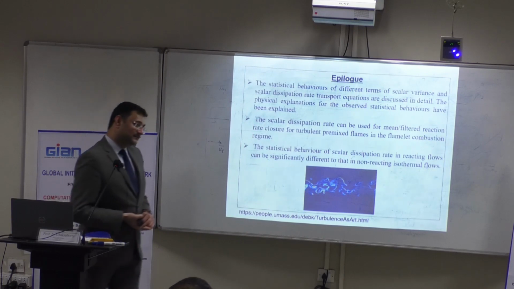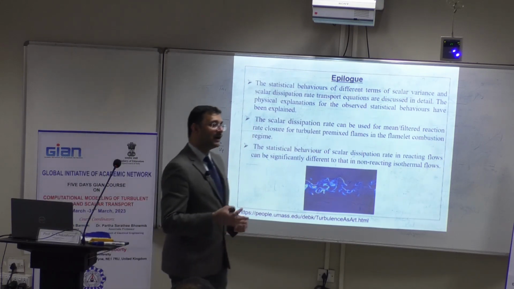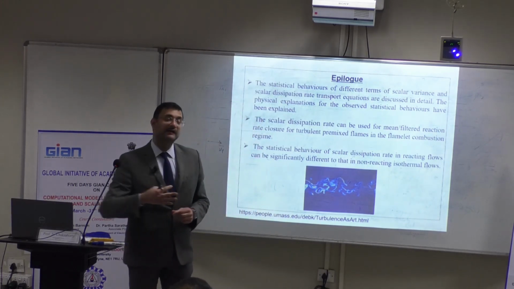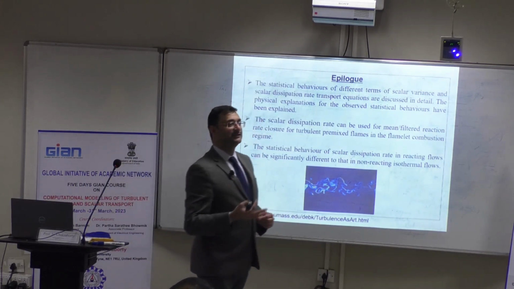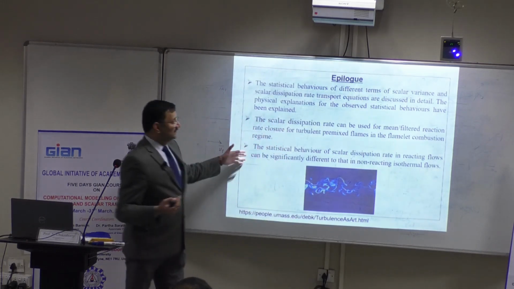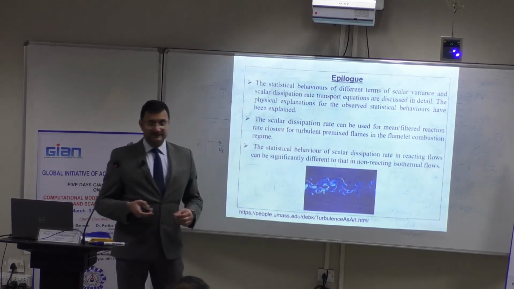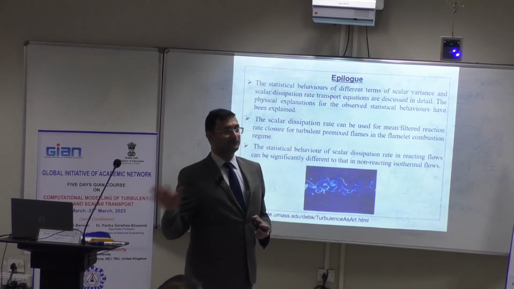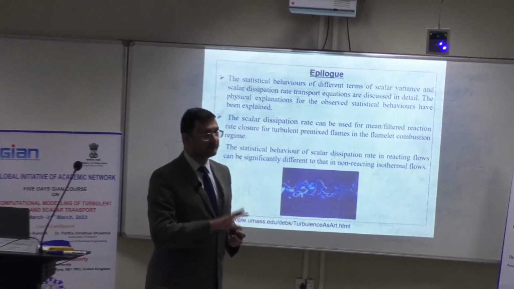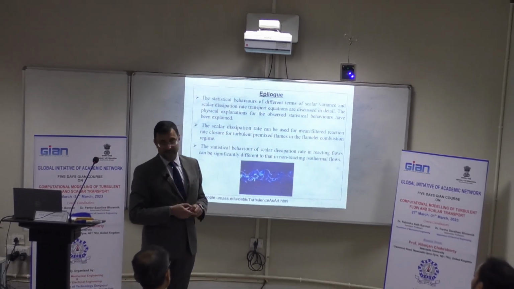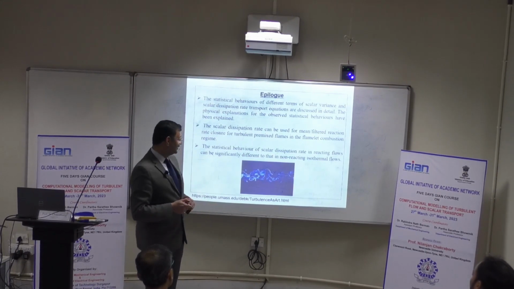The situation that I showed for high values of Karlovitz number or low values of Damkohler number is qualitatively similar to the non-reacting situation. So the statistical behavior of scalar dissipation rate in reacting flows can be significantly different to non-reacting flows, and your model should be such that it can capture both behaviors equally well. With that, I'll stop.